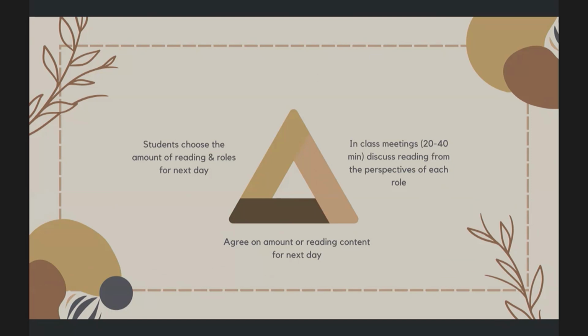They go home and they read and they prepare their talking notes. They come to class the next day and they meet at the beginning. I do it at the beginning of the class, but it doesn't have to be so. They meet for a period of time so that everybody has an opportunity to share, and then they agree upon how much they're going to read and what roles they're going to do for the next day. And this literally rotates until they're finished the assigned reading.